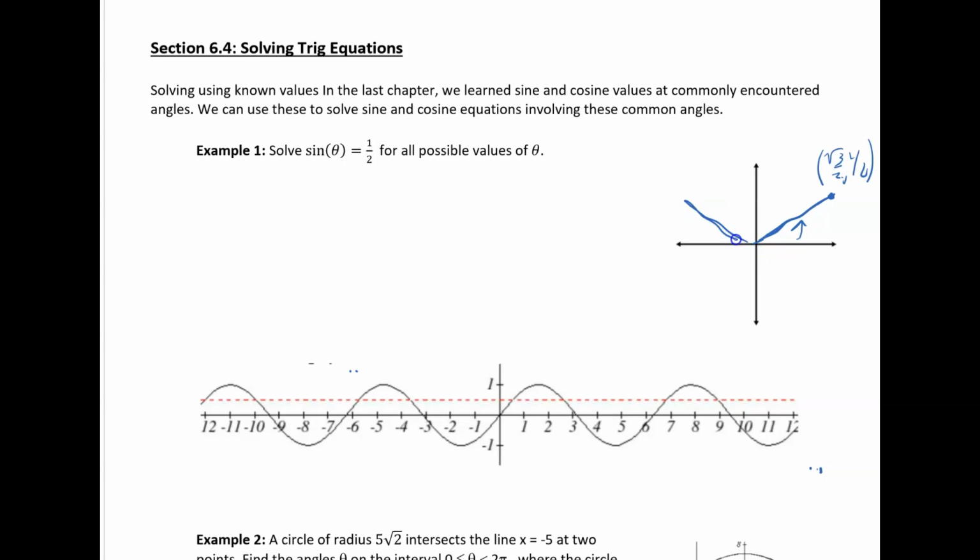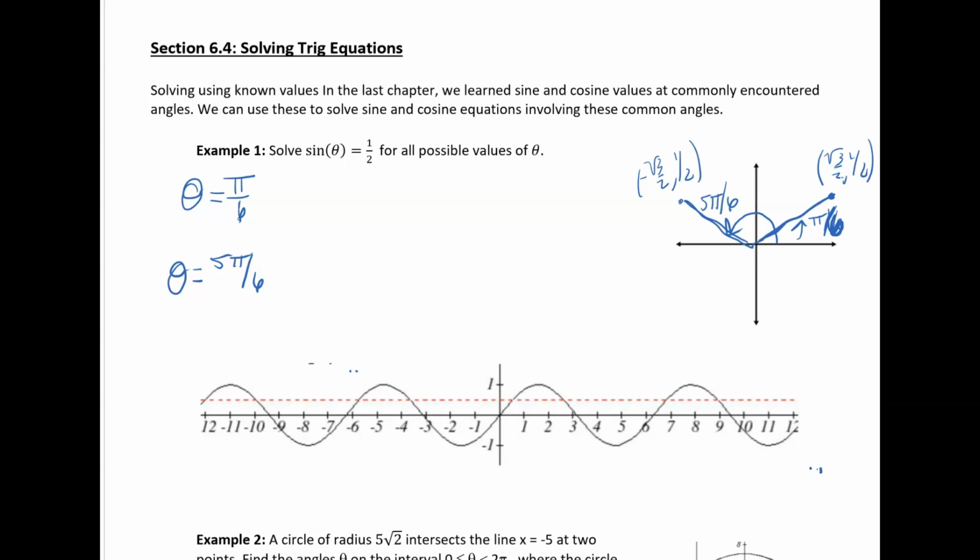But remember, the unit circle is symmetrical, so it also occurs here at this one. This is where negative square root of 3 over 2 occurs with 1/2. And so this is the value of pi over 6. And this is at the value of 5 pi over 6, starting here and ending here on the terminal side. So I know that theta has to be equal to pi over 6, and theta has to be equal to 5 pi over 6, because all the other angles don't have a positive 1/2 as that y value. But I want all possible values.